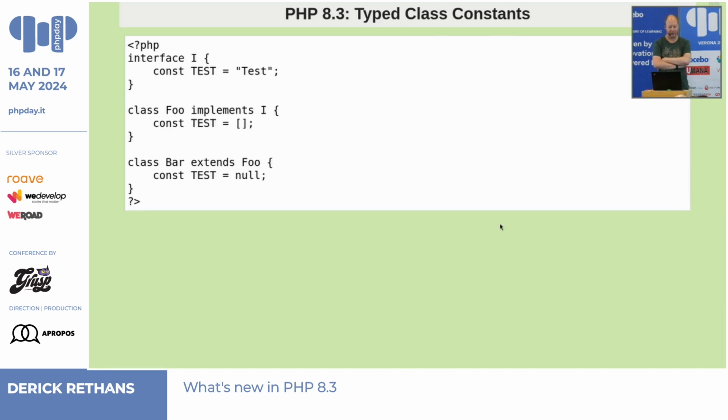We also get fun things in 8.3 like typed class constants. Now, before PHP 8.3, this was totally valid. You can inherit a class constant from either an interface or in an inheriting class and have a totally different type.